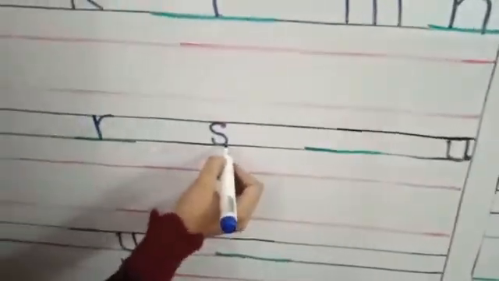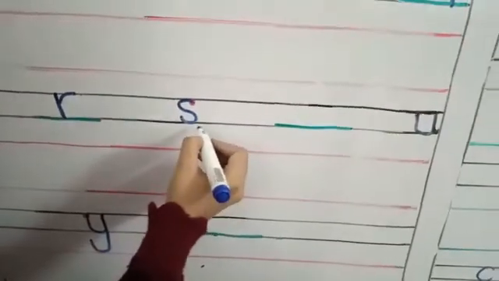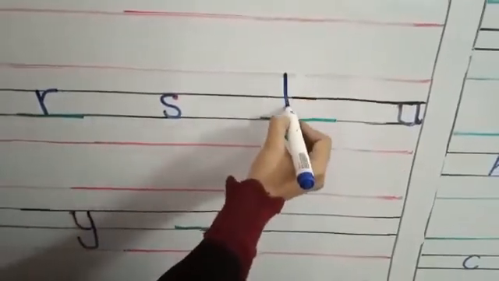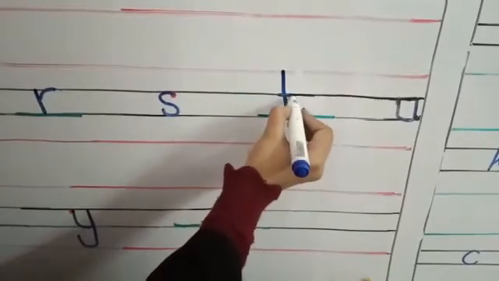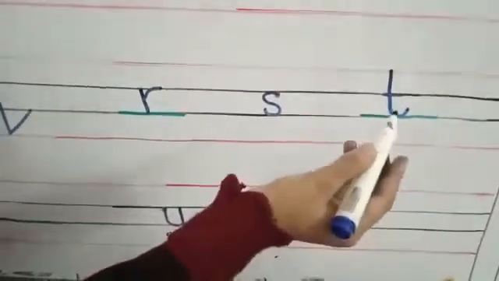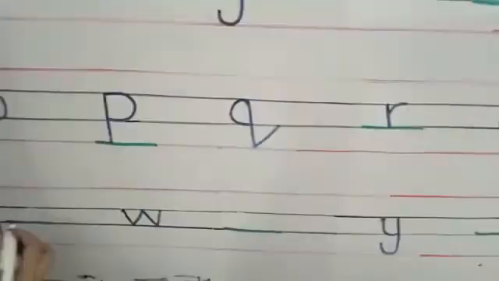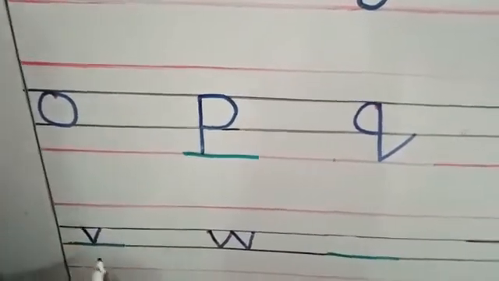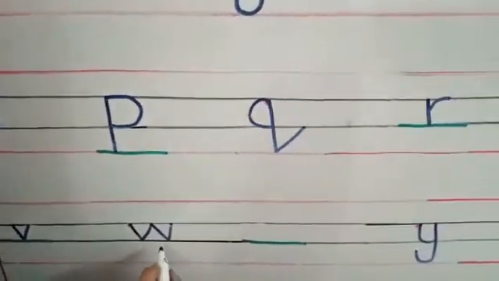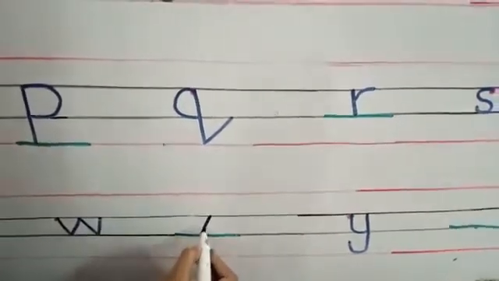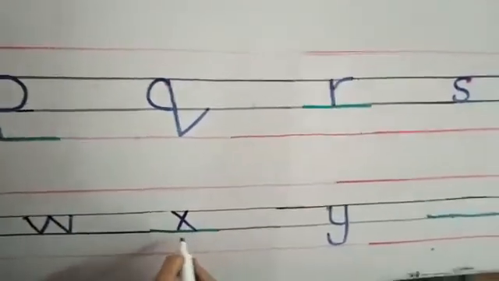This is S. The letter which comes after S is T. So we will write T in this blank. T, U. What comes after U is V. So we will write V in this blank like this. V, W. What comes after W is X. So we will write X in this blank.